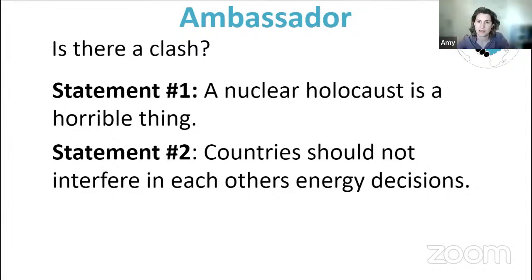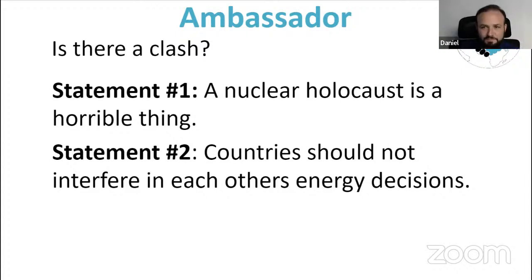We're seeing now live with Russia. There can be some specific cases, but overall, should countries get involved in each other's decisions? If it might hurt other countries, then maybe yes. Okay, so it is a clash.